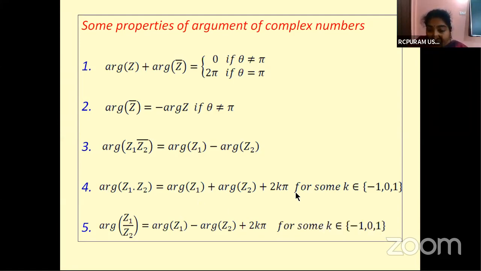Now, children, I just want to mention something over here. When you are calculating the principal amplitude, you need not take this 2k pi. You are taking this 2k pi when you are finding out all the solutions.